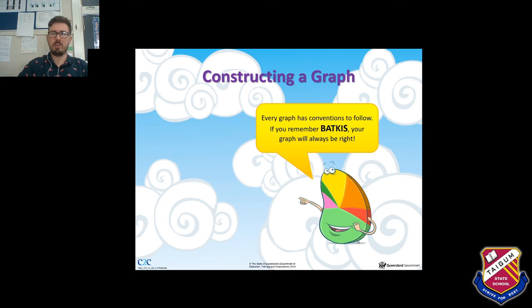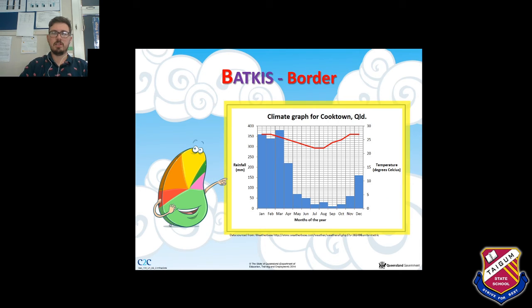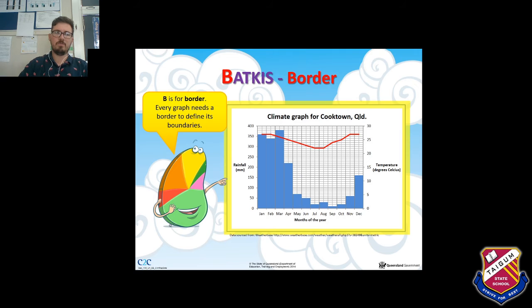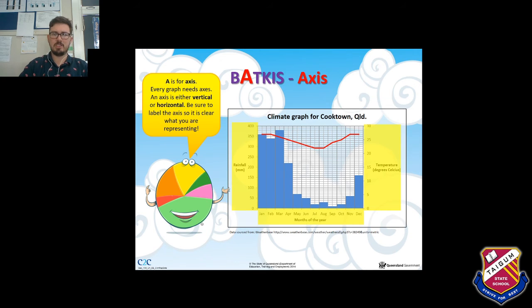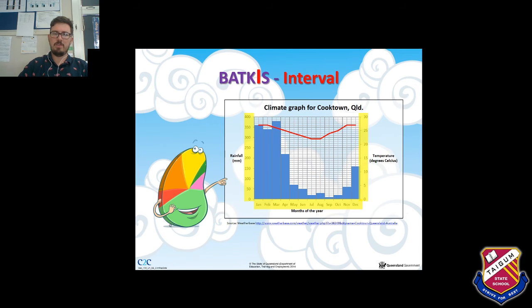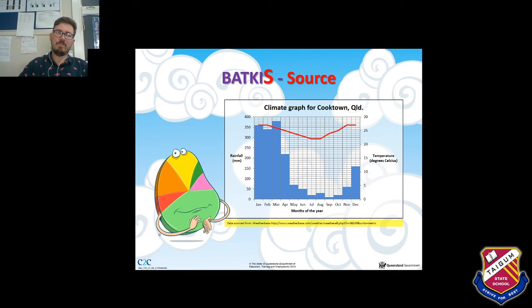Every graph has conventions to follow. Remember BATKIS. Your graph will always be right. Border, axis, title, key, intervals, source. So similar to BOLTS. B is for border. I'll run through this quick. B is for border. You always need a border. A is for axis, which I just talked about. T is the title. K is the key, which you can see over there. It explains what the symbols mean. I is for intervals. So that's the labels and the sort of amounts. S is source. So where did you get that information from? That's a big one.